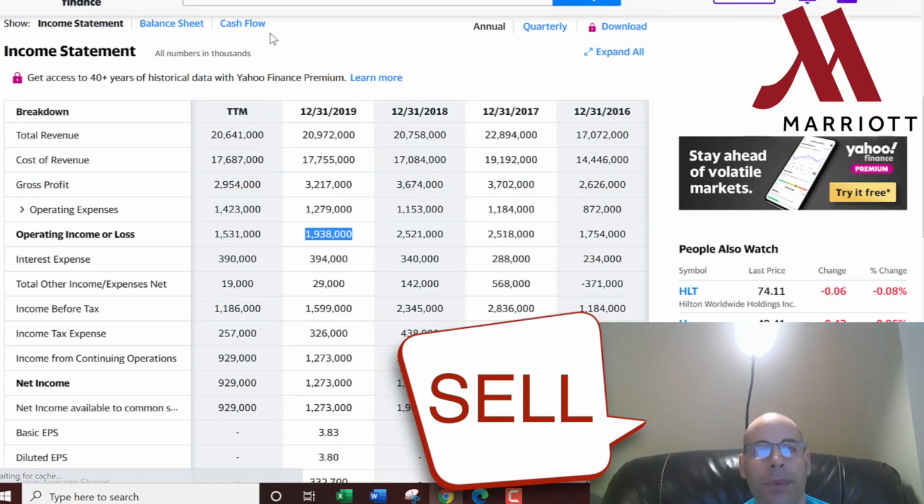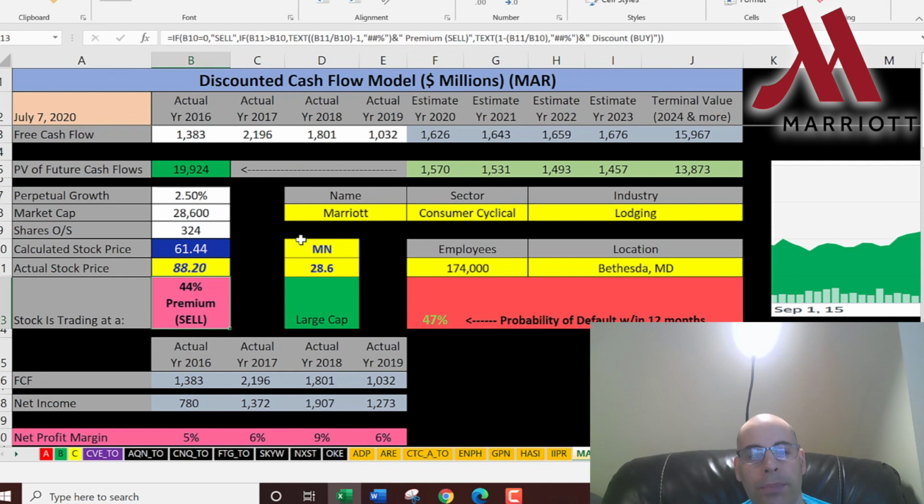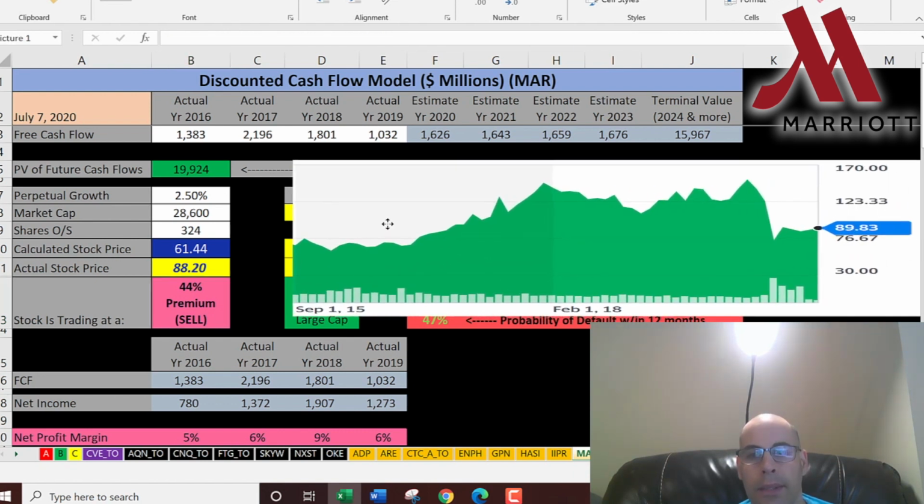Let's see what Simply Wall Street values the company at. They value them at $68. So that's pretty close to what I'm saying. I'm saying 61, they're saying 68. But in both cases, we're saying the stock is a sell. It's overvalued.